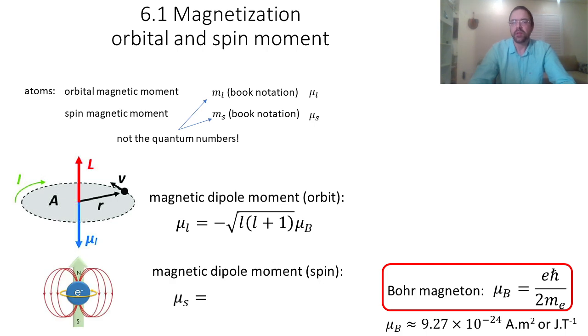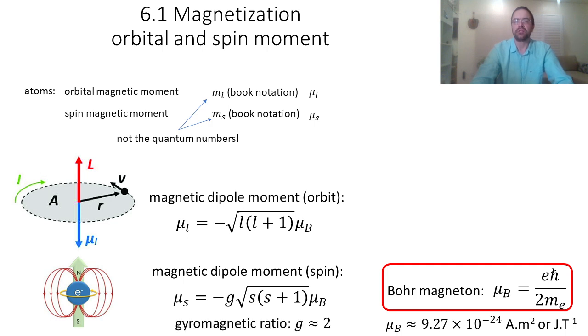For the spin magnetic moment, the classical picture that you can have in your head is that of the electron spinning around itself. That moving charge creates a magnetic dipole moment, m sub S or mu sub S. In quantum mechanics, this is also quantized, and it is equal to minus g times the square root of s times s plus 1 times mu B. And g is the gyromagnetic ratio, which is almost equal to 2 for an electron.